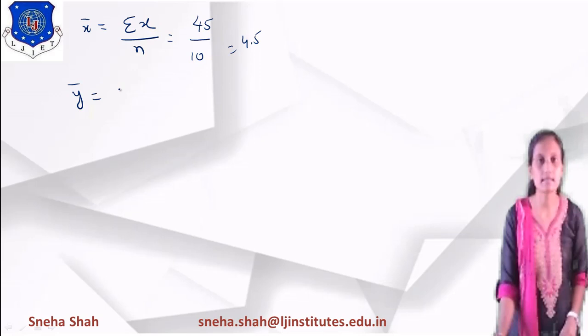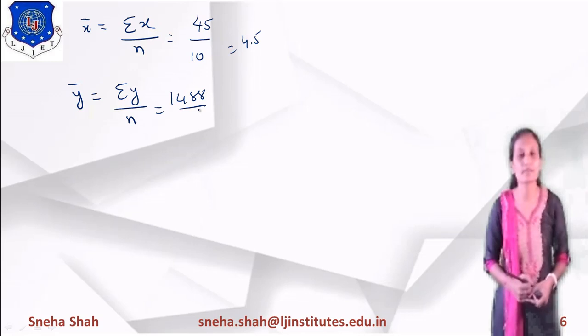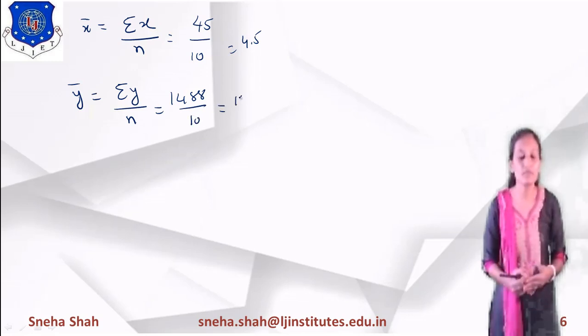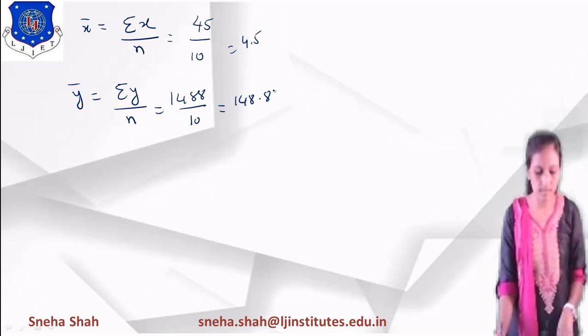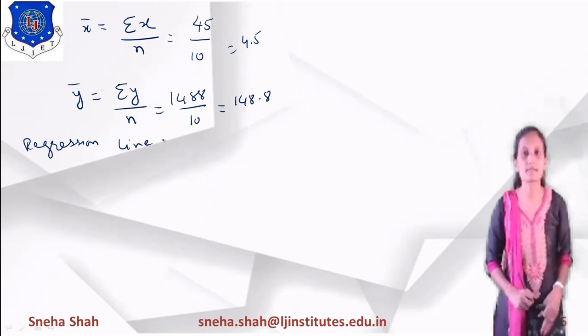Similarly, we will find the value of y bar. Y bar means the mean value of y. And if you want to find the mean value of y, then the equation will be summation y upon n. What is the value of summation y? Its value equals 1488 divided by 10. So if we are finding the value of it, then the value equals 148.8. Now we are putting all these values in the equation of the regression line.